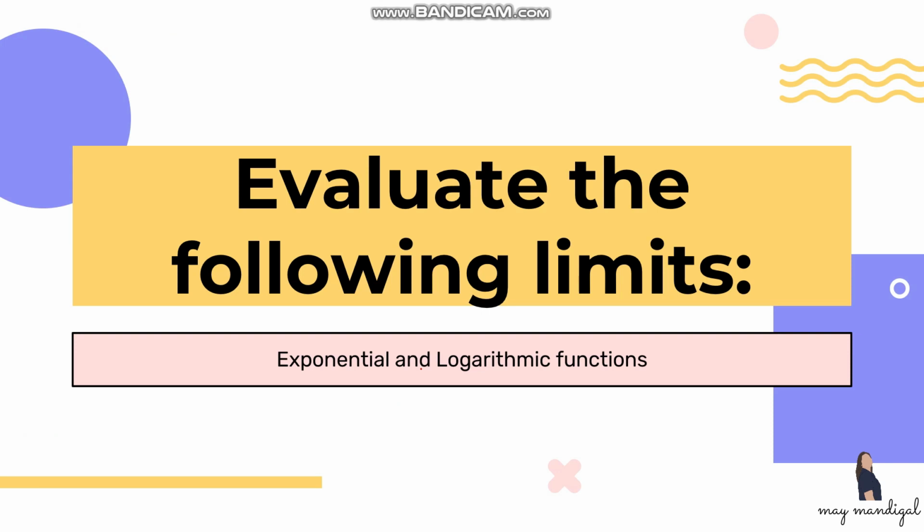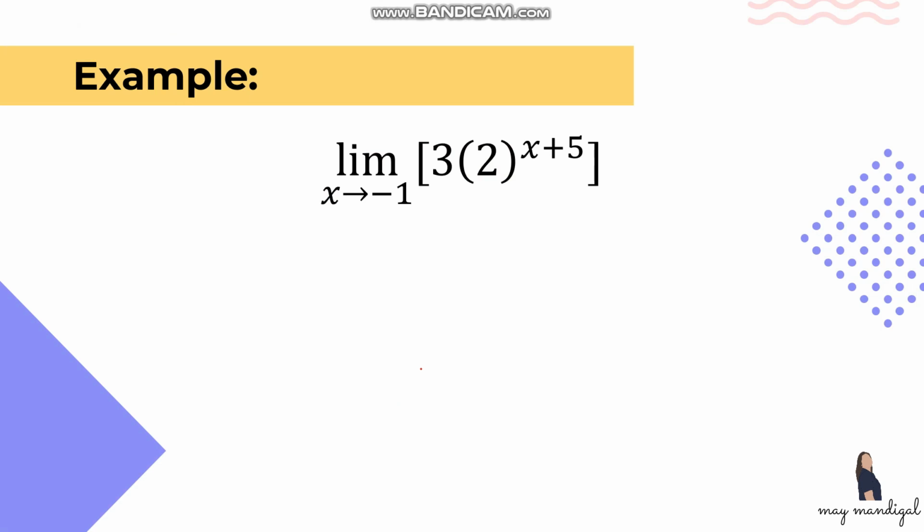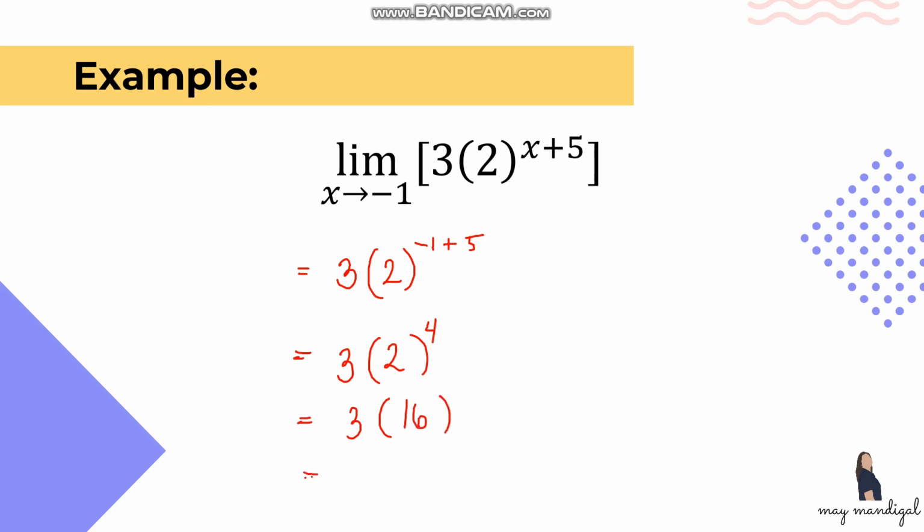Now let's evaluate more limits involving exponential and logarithmic functions. Let's have another example. Let's identify the limit of 3 times 2 raised to x plus 5 as x approaches negative 1. This is an exponential function, so we can just do direct substitution: 3 times 2 raised to negative 1 plus 5. Then simplify. We have 3 times 2 raised to 4. 2 raised to 4 is 16. Then you multiply it by 3, so we get 48 as our answer. That is the limit of our function as x approaches negative 1.